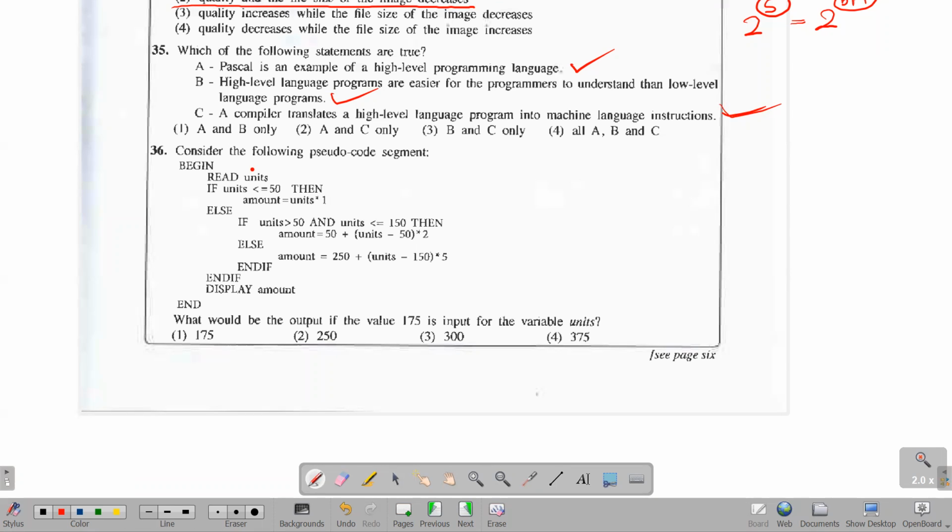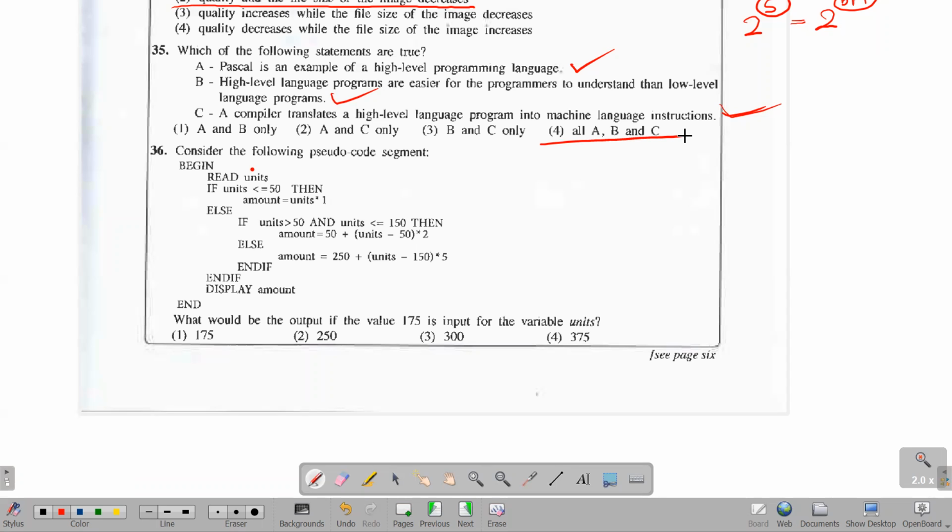So the only difference between the compiler and interpreter is that the compiler converts the entire code at once into the machine code, but the interpreter converts it one by one, right? That means line by line. It is going to convert into ones and zeros. So everything is correct in the 35th. So the fourth one is going to be the answer.